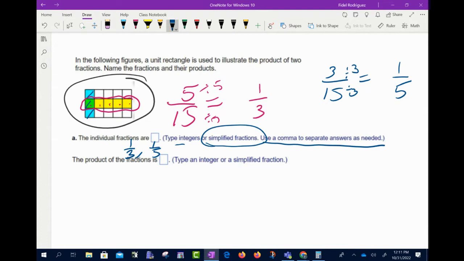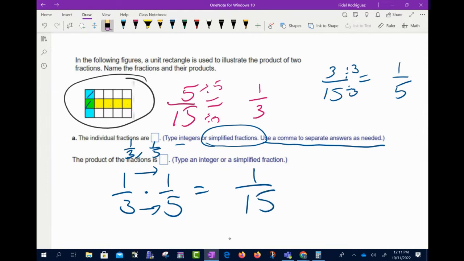Okay. Now, what is the product of those 2 fractions? The product, y'all, means we're going to multiply them. So when we multiply fractions, the way we multiply fractions, y'all, is we just go straight across. So 1 times 1 gives me 1, 3 times 5 gives me 15. Now, I want you to look at the picture model that they gave us. I think it's a great picture model as long as you don't have color blind issues.